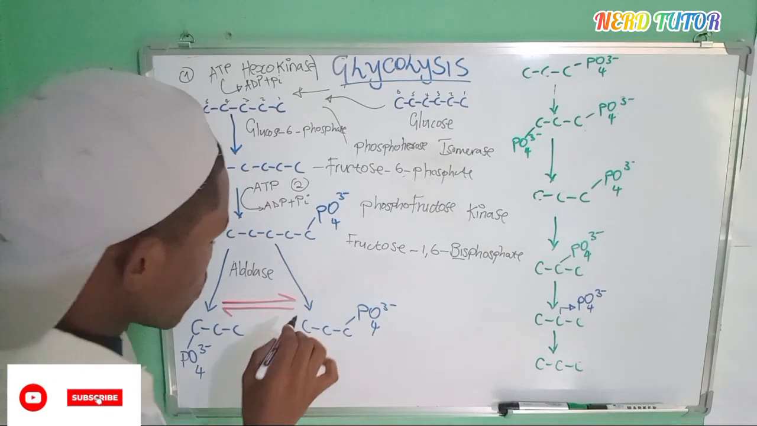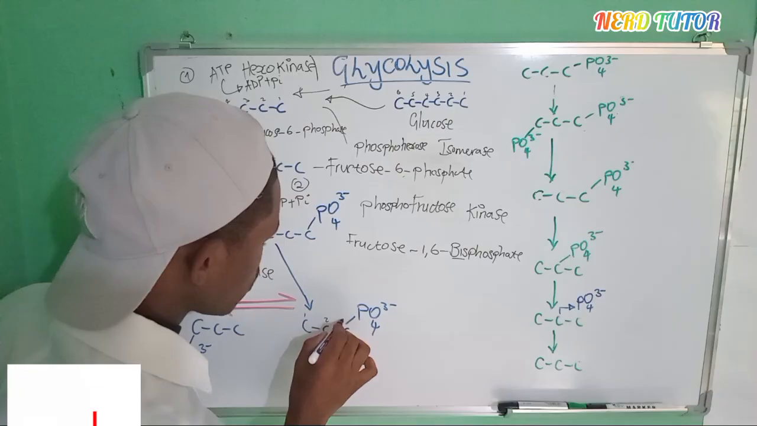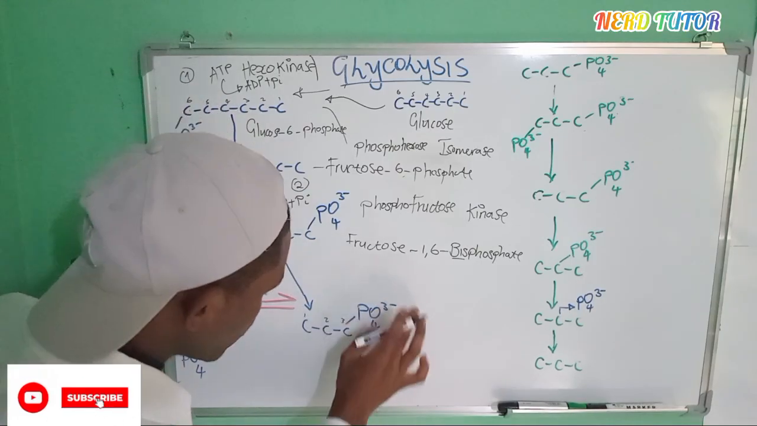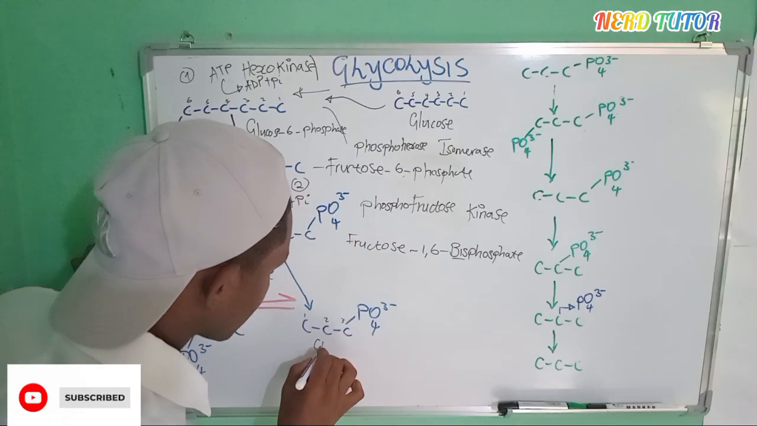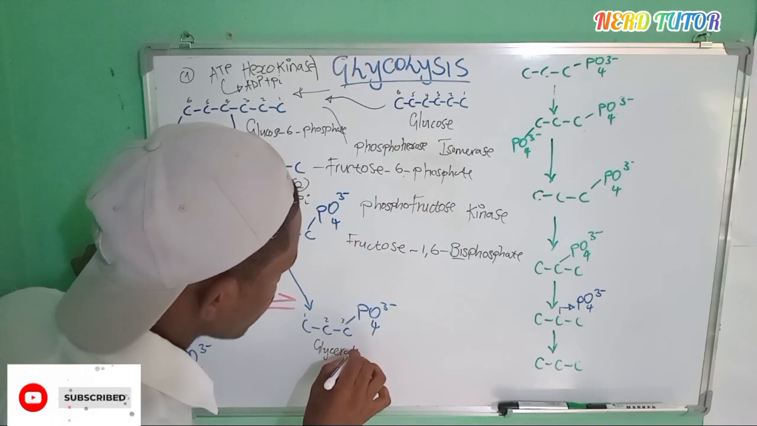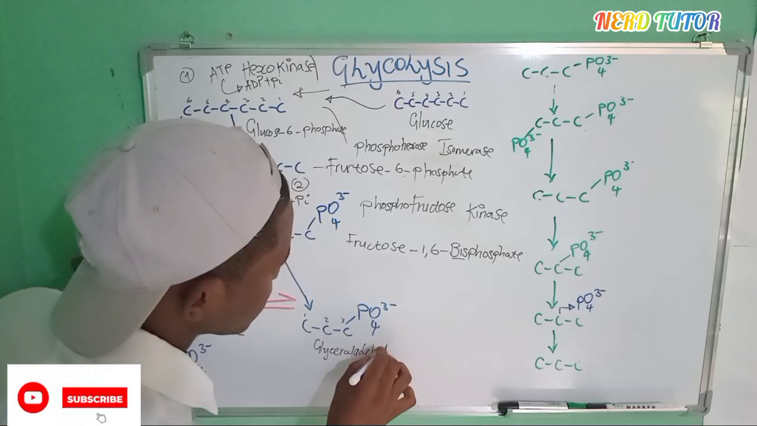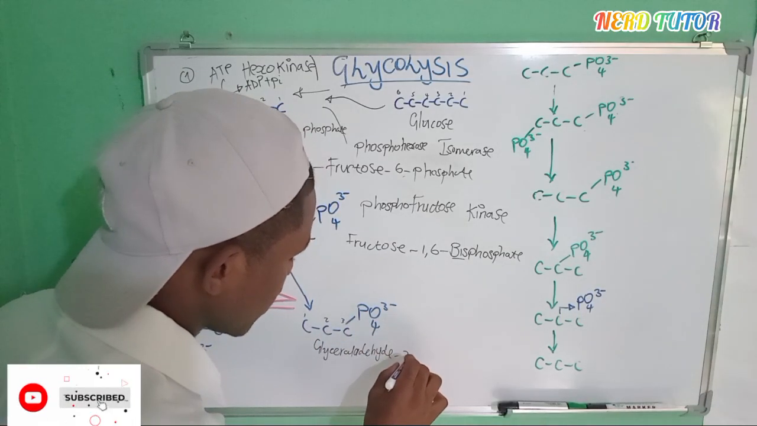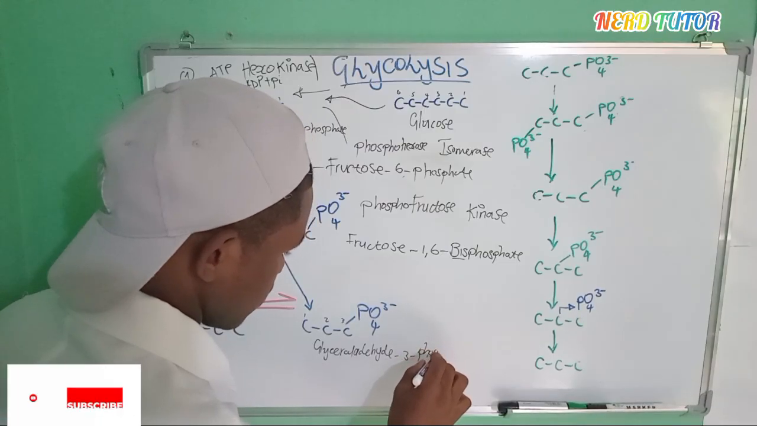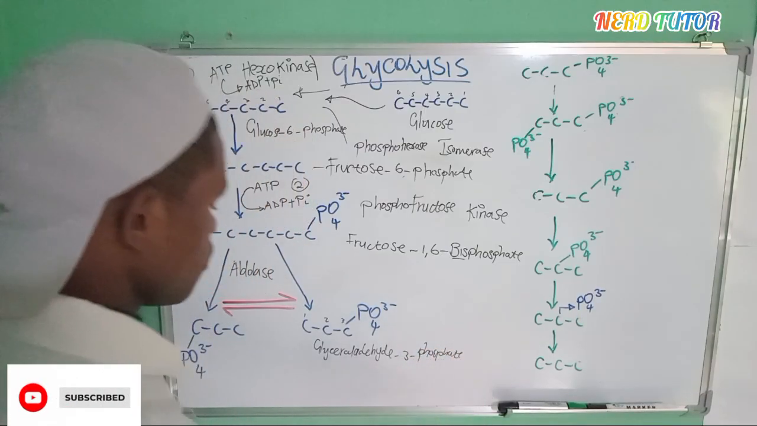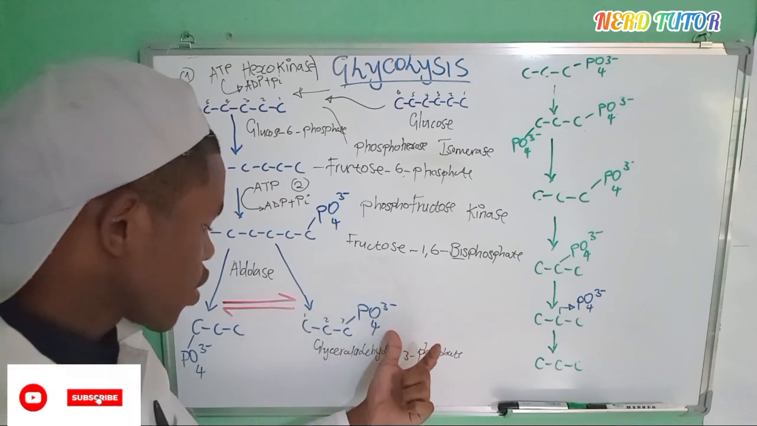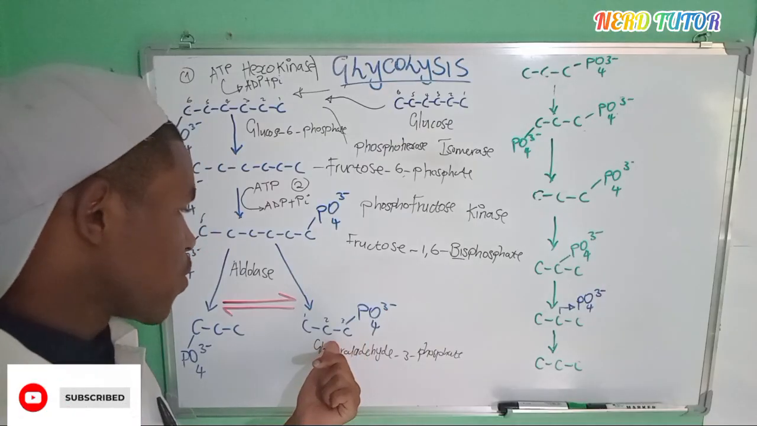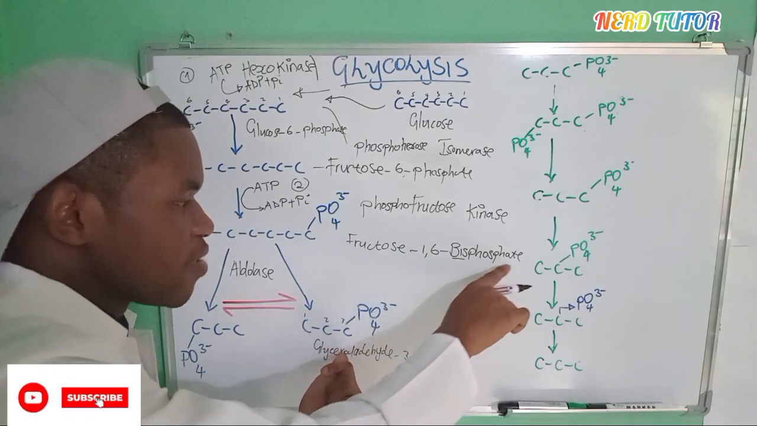As you can see, this is carbon number 1, this is 2, this is 3. So at carbon number 3, this one is having a phosphate. So we are going to call this molecule glycolaldehyde. Then at carbon number 3, we're having a phosphate. So at carbon number 3, we're having what? A phosphate. So we're going to call it glyceraldehyde 3 phosphate, this molecule from fructose 1,6 bisphosphate.